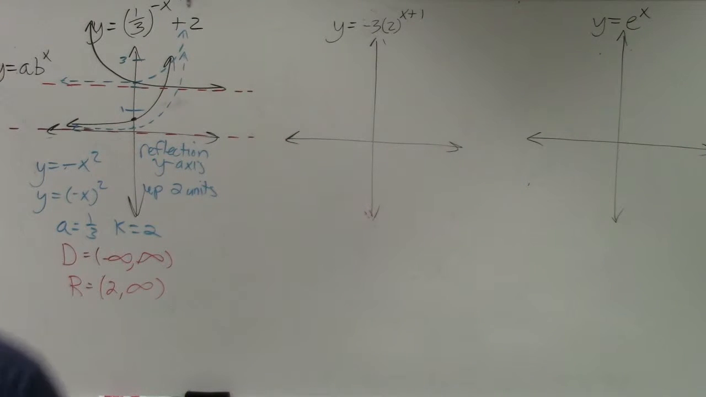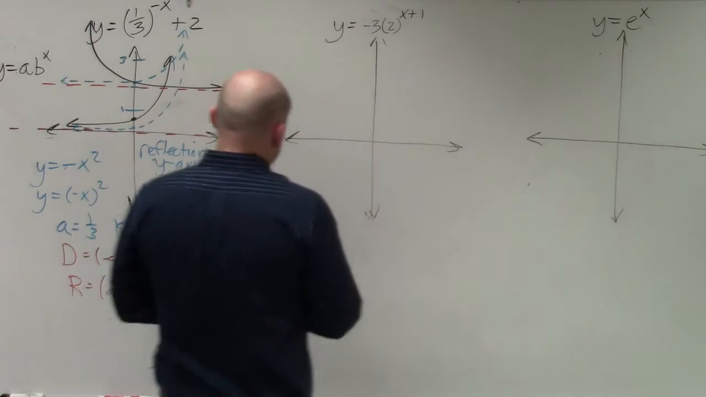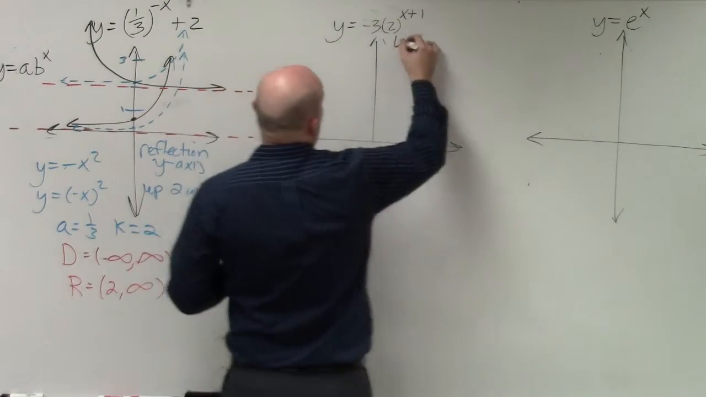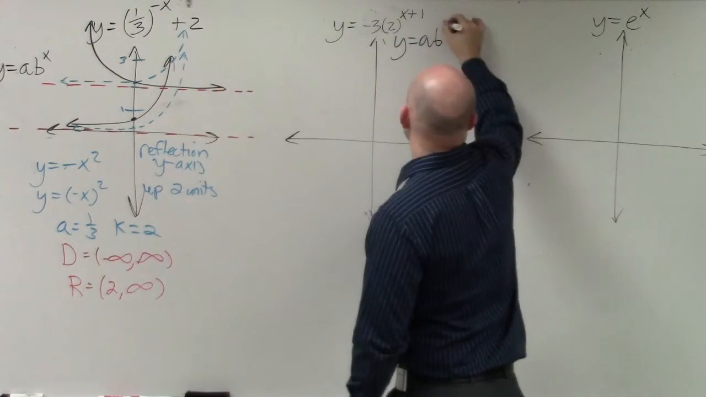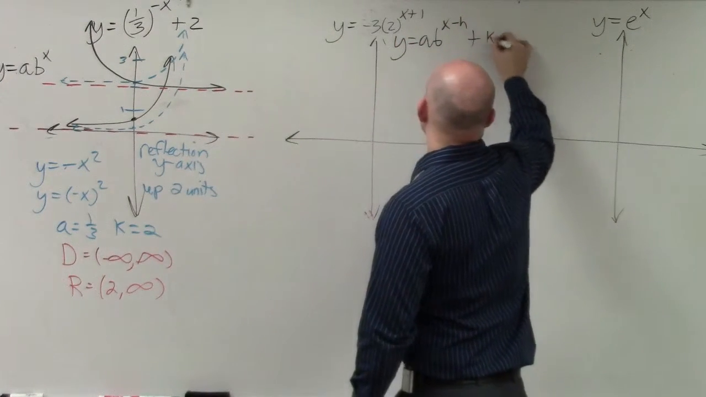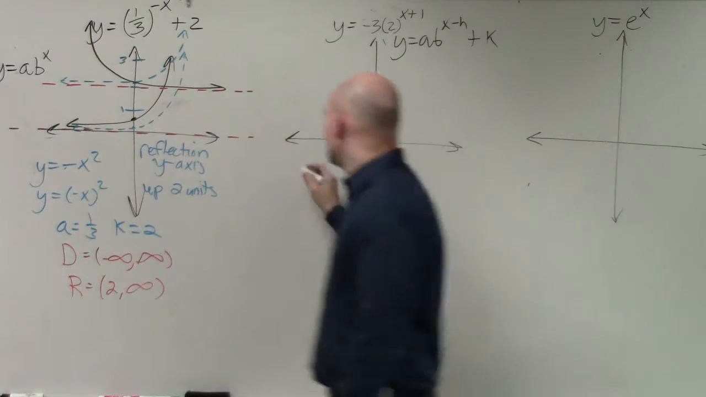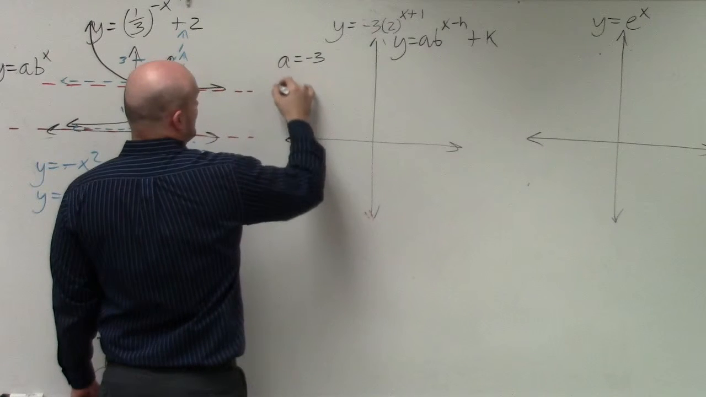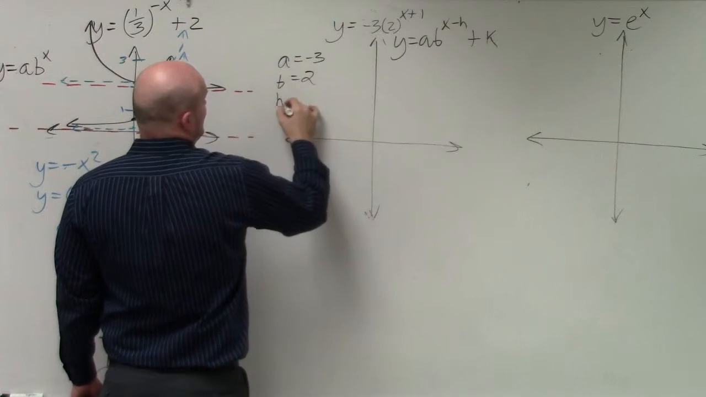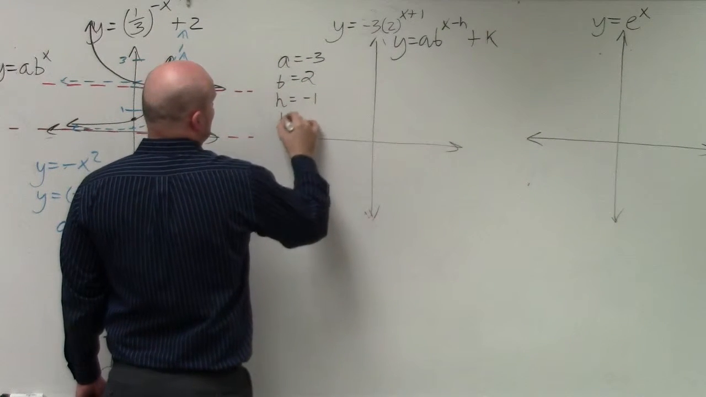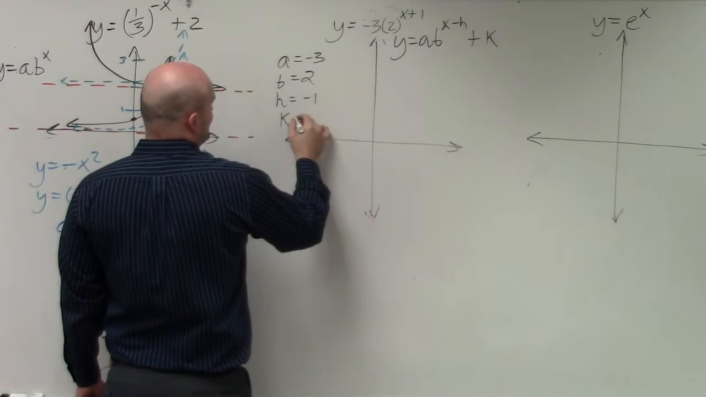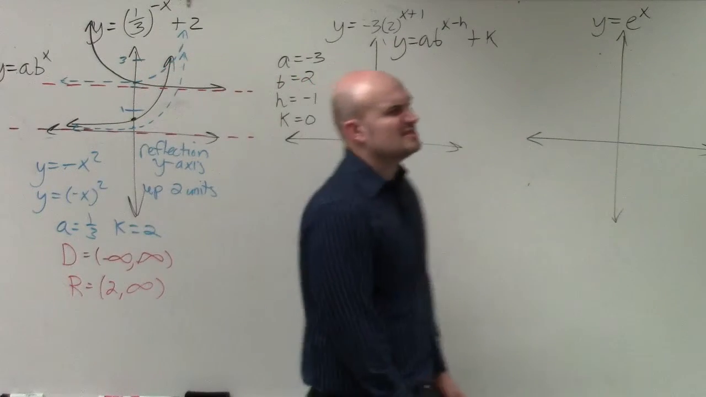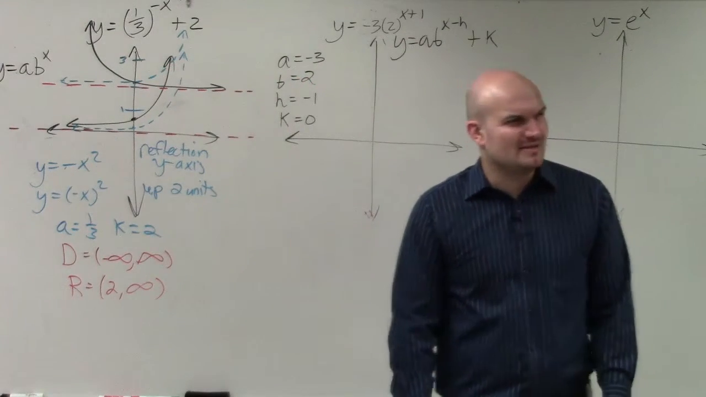Again, in this one, you guys can see that I have y equals a times b to the x minus h plus k. A lot of times when I get stuck with these, I just want to label what everything is. So I'll say a is negative 3, b is 2, h is negative 1, and k is going to be 0. Does everybody agree with my assessment on that?